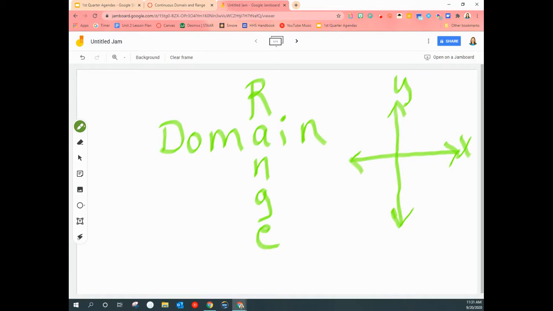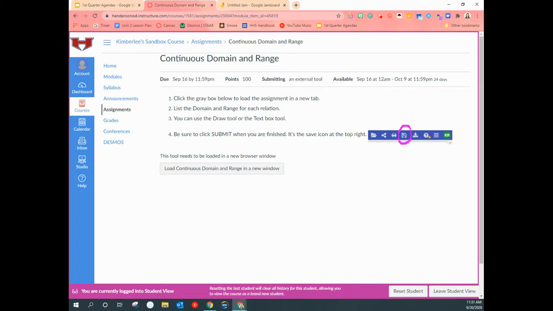So domain is my x's. It goes the same way as my x-axis. Range is vertical, the same as my y-axis. It helps some students. They'll picture this in their brain and they'll always remember domain and range. So maybe if you're a visual person, that will help you. That's another way to remember. Domain is your x's, range is your y's. Okay, so let's come back over here.